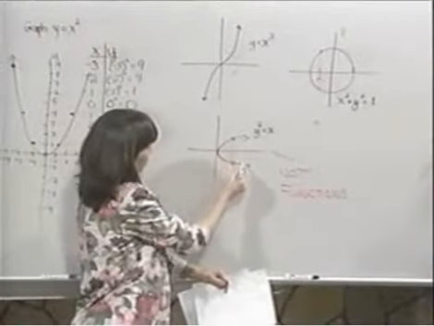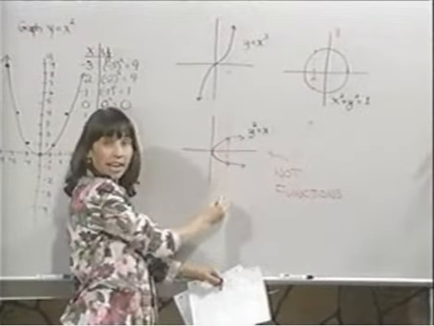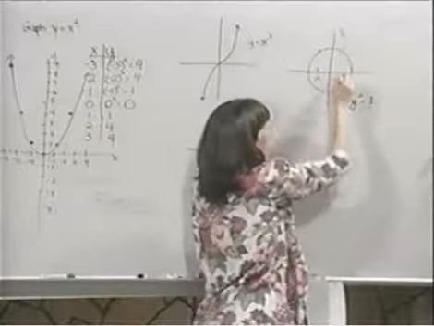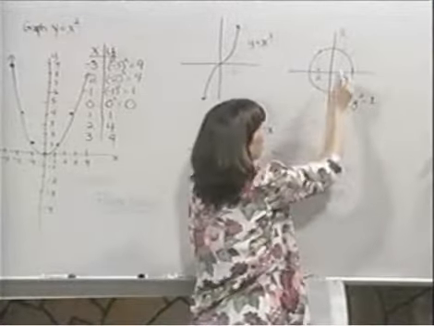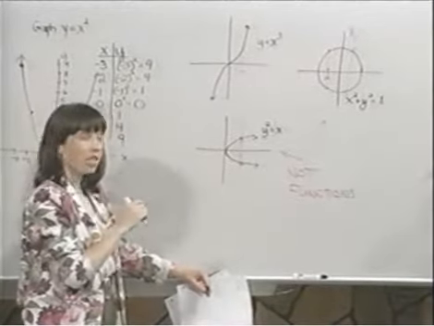I've got something that's not a function because if I draw any vertical line, it passes in more than one point. This creates something that is not a function.